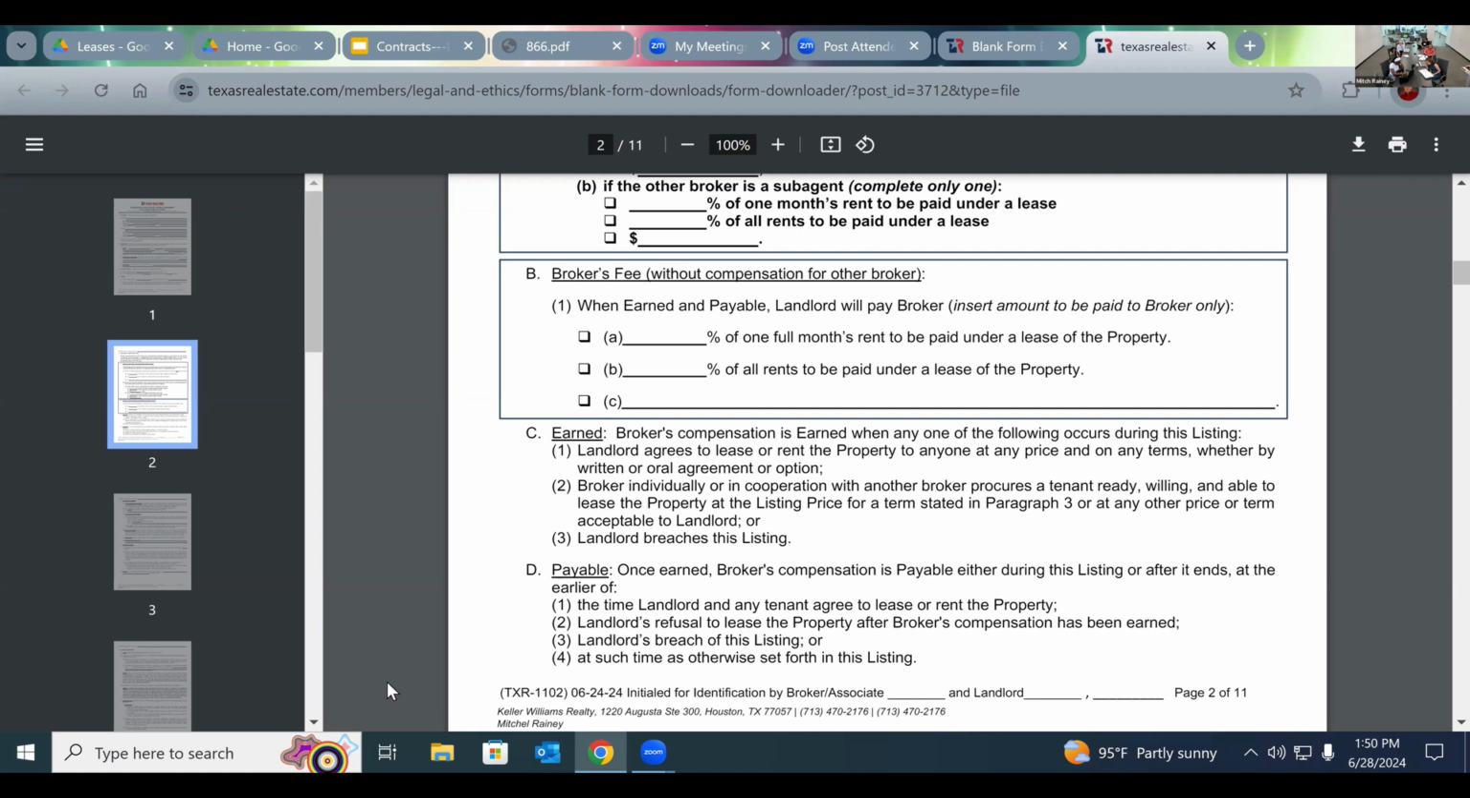Landlord refusal to lease the property after the broker's compensation has been earned. It's rare that this ever happens. This would be that we brought them a tenant, they agreed on the tenant, and then they said, no, we've changed our mind. Our compensation is payable. Landlord's breach of this listing, or at such times set out.